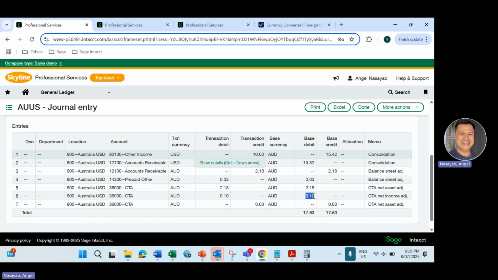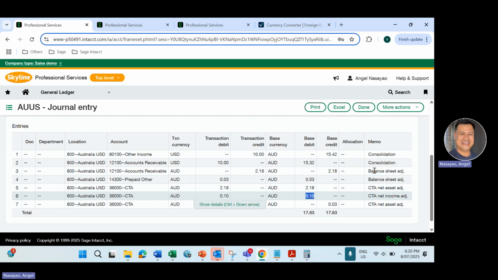Yes, we know that if there is a difference between net assets, then it's going to be posted against 3600, CTA net income adjustment, in this one here. Right. But let's have a look here. Why do we have a posting for accounts receivable against balance sheet adjustment?